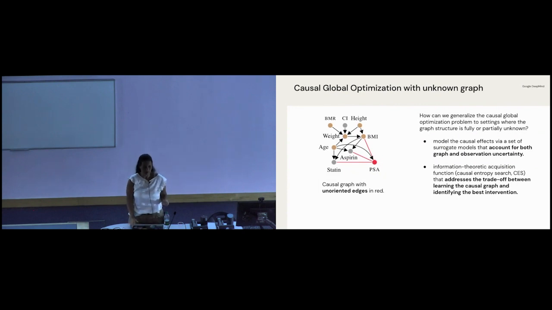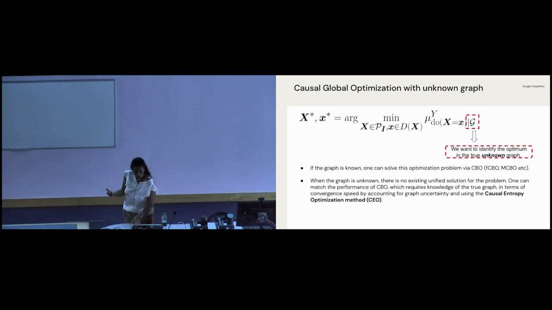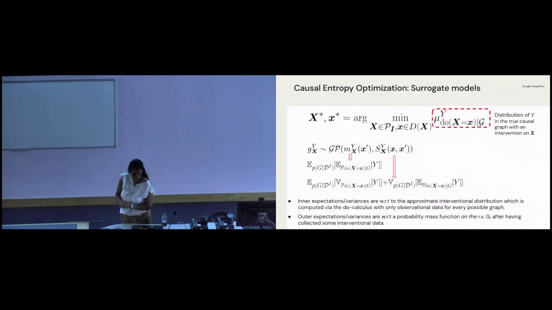I don't think we have time, but exactly the same type of reasoning can be followed to account for uncertainty in the graph. So suppose that in your healthcare example you know part of the graph, but you don't know how BMI affects PSA, or you don't know these red edges. Then once again, these are unoriented, and you can modify your model and your acquisition function to account for uncertainty in the graph.